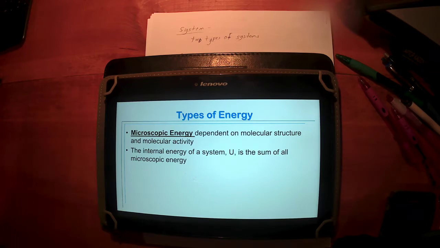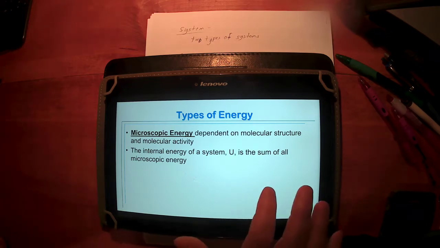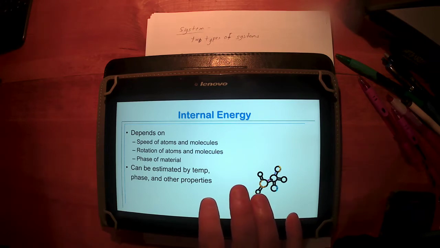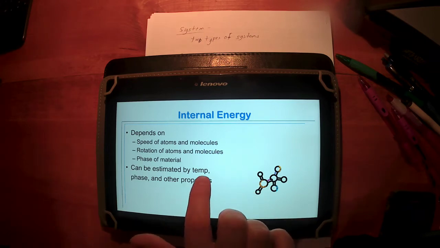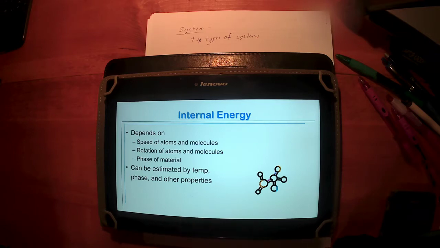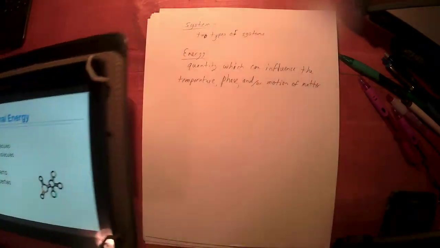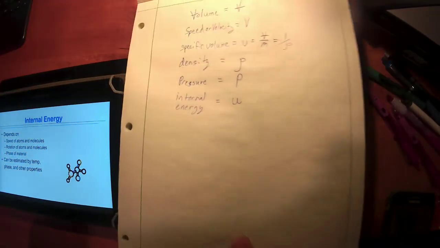However, what we can do is measure it, or we can estimate it using other properties like temperature, phase, pressure, volume. So we can estimate the internal energy based on other properties that we can actually measure for our system. Temperature, pressure, and volume being the main ones.